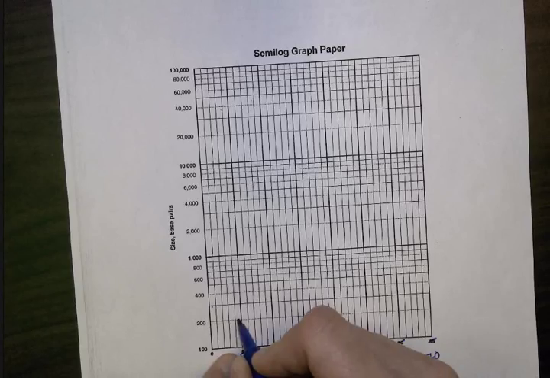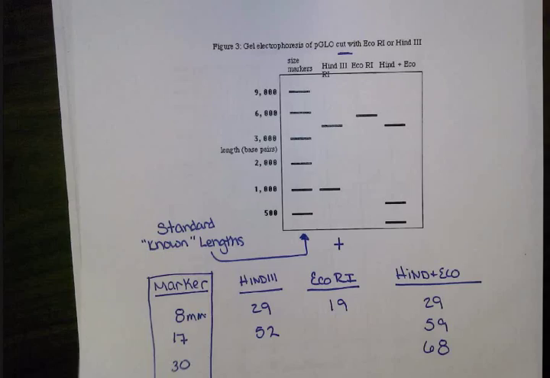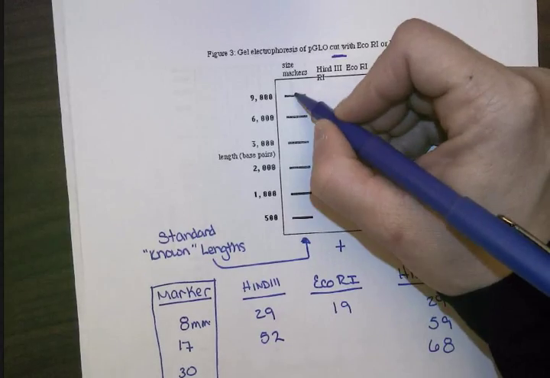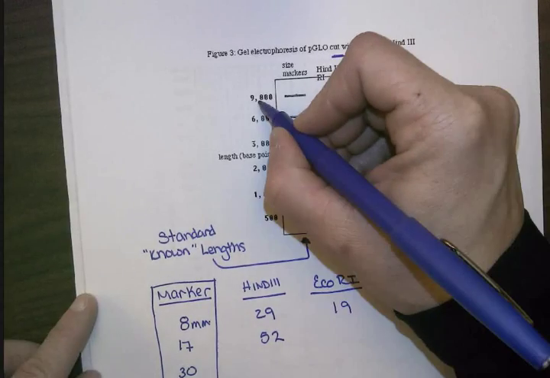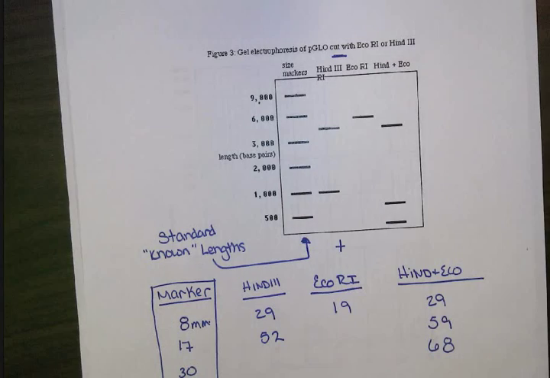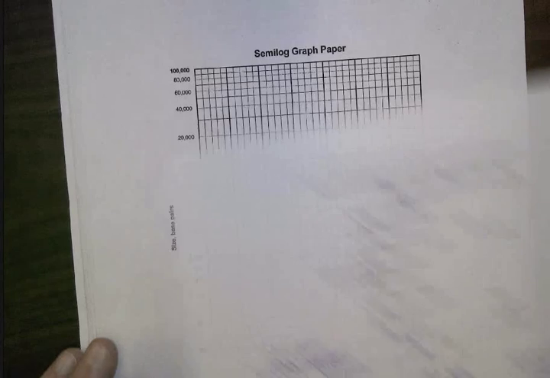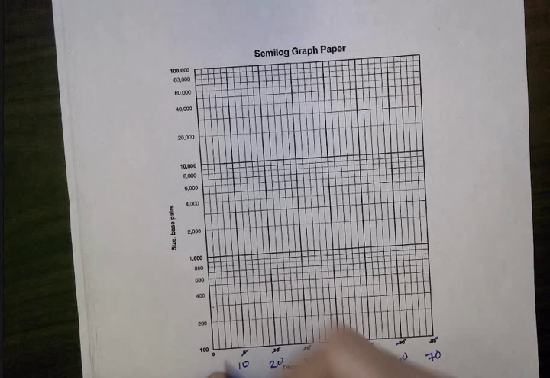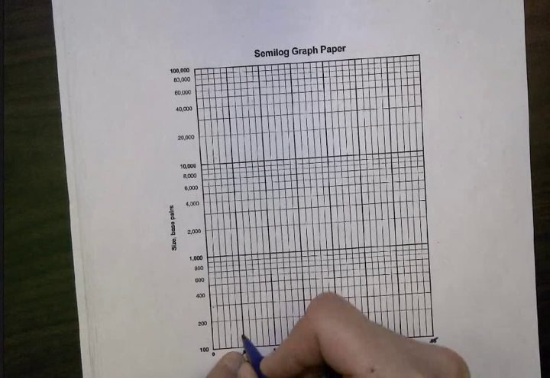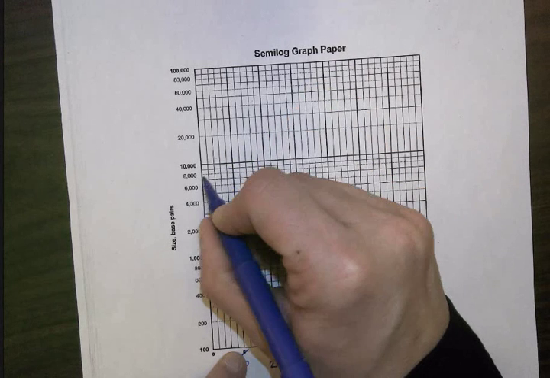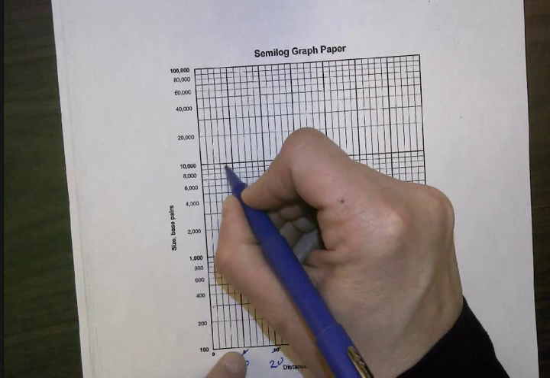Okay, I lied. Let's start at the top. All right, the shortest distance, because that's how my graph works. The shortest distance right here is 8 millimeters, and it is 9,000 base pairs long. So we go over to 8, and we're going to go all the way up to 9,000. So here's 8,000, and then we have 9,000, and we're going to put our dot on the plot.